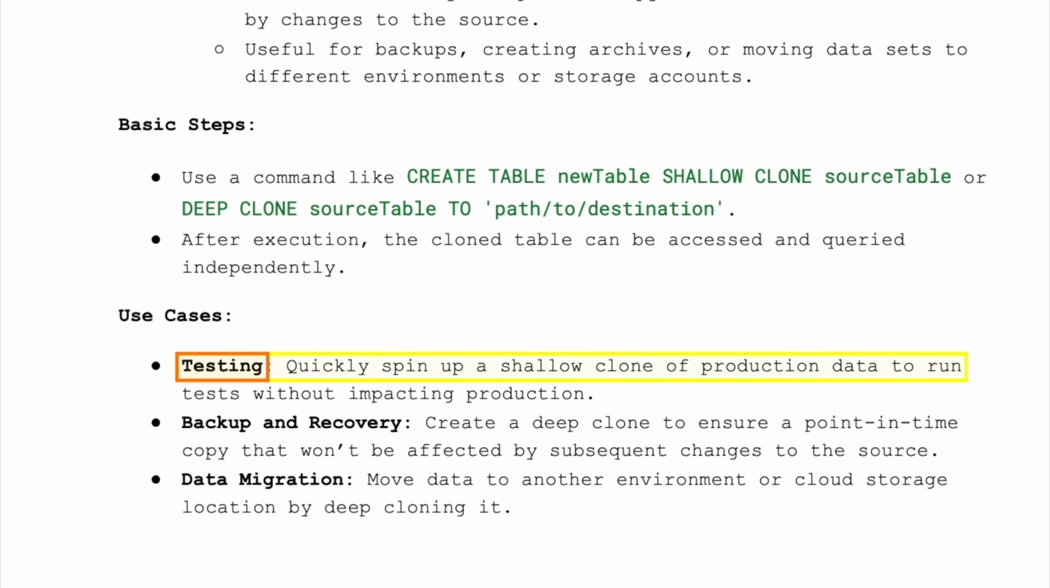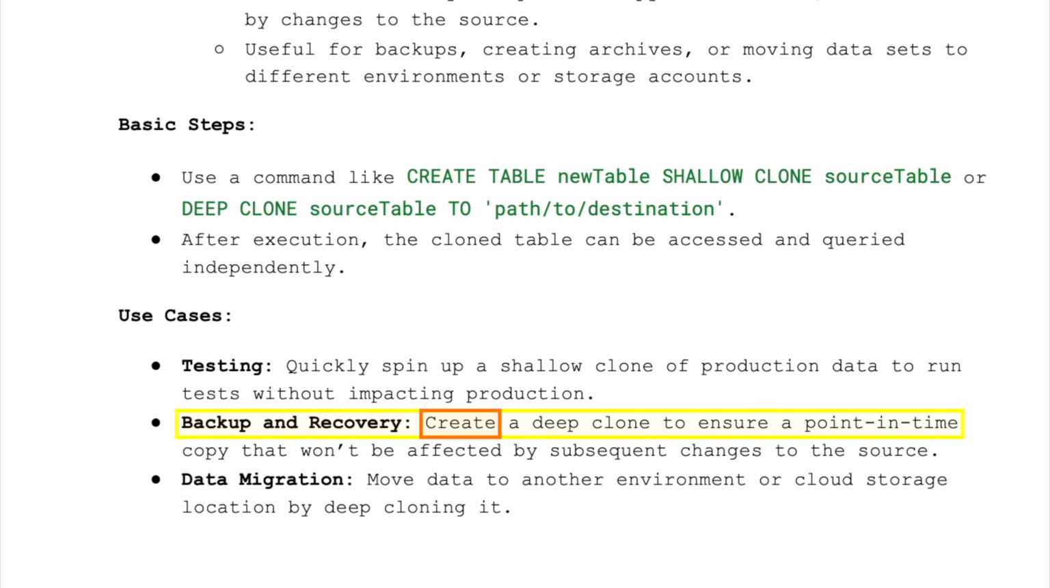Use cases. Testing. Quickly spin up a shallow clone of production data to run tests without impacting production. Backup and recovery. Create a deep clone to ensure a point-in-time copy that won't be affected by subsequent changes to the source. Data migration. Move data to another environment or cloud storage location by deep cloning it.